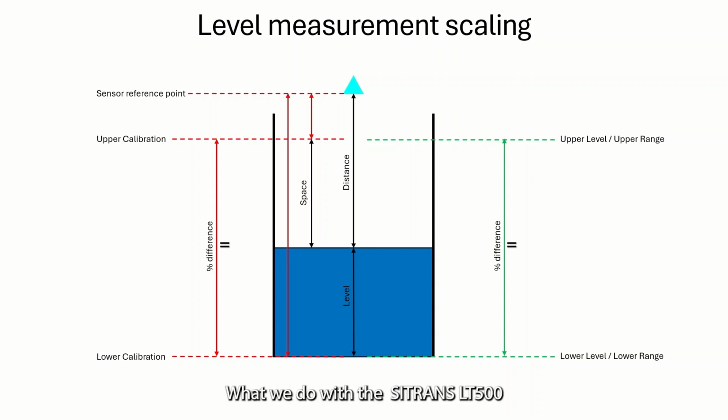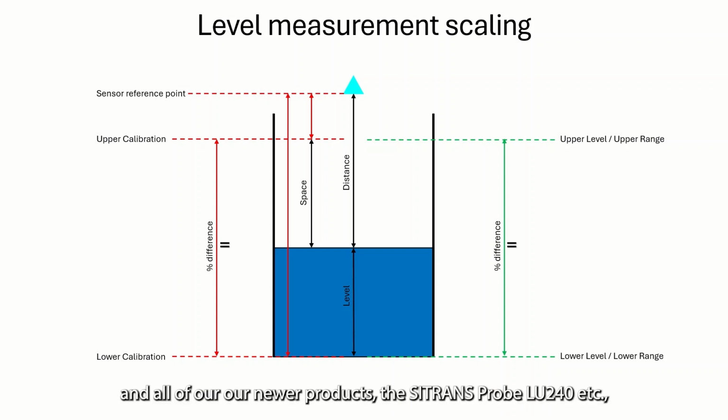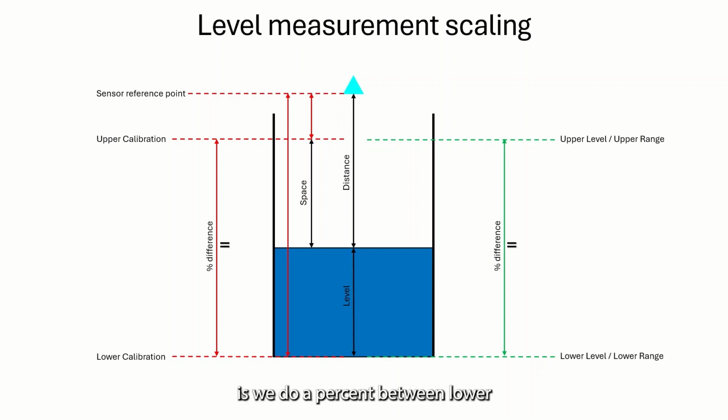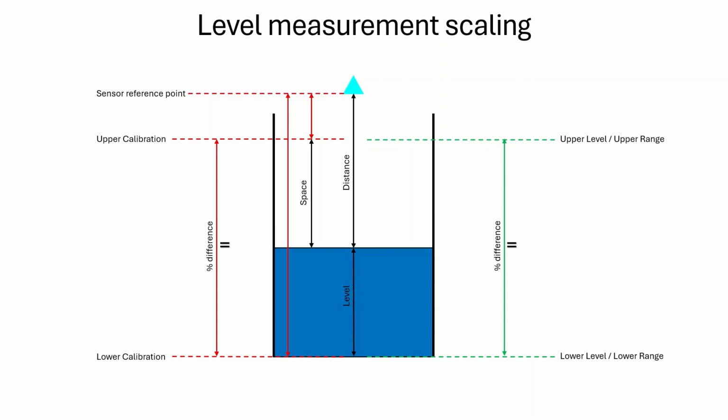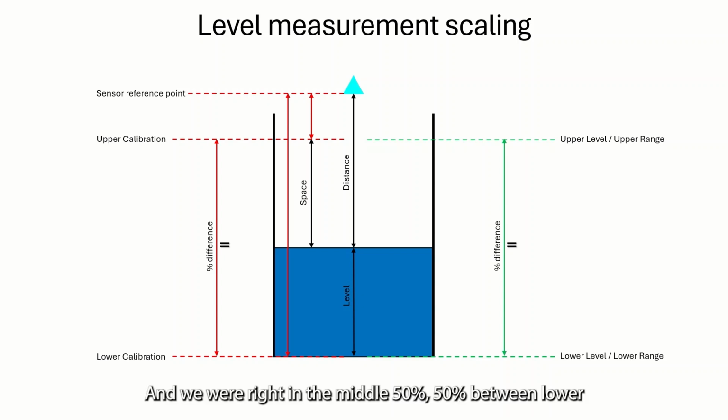What we do with the LT500 and all of our newer products, the LU240, etc., is we do a percent between lower calibration and upper calibration, and we apply that same fraction of percent between lower level and upper level. So let's say we had a tank and from 0 to 10 meters is empty to full, and we were right in the middle, 50%. 50% between lower cal and upper cal is what we would apply to the lower level and the upper level.